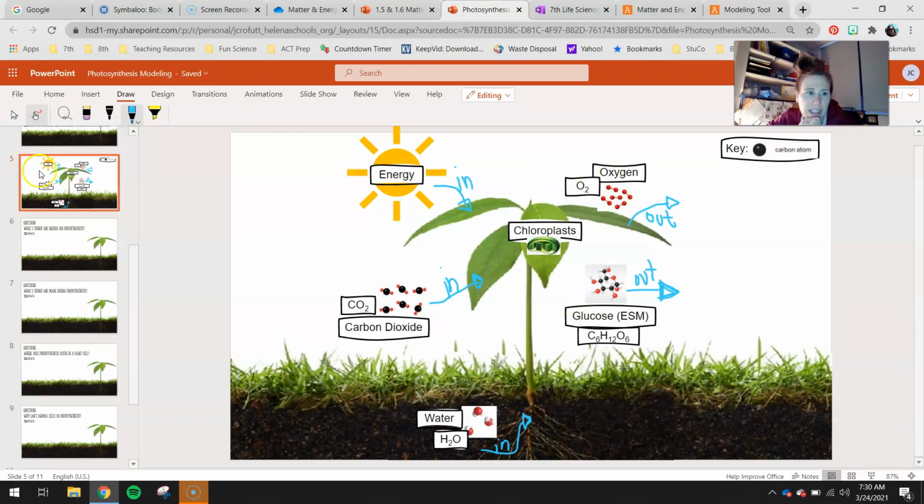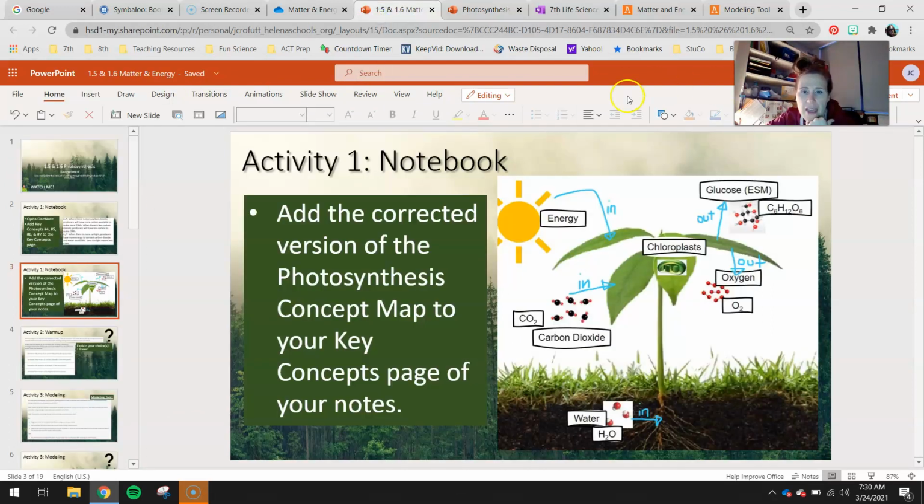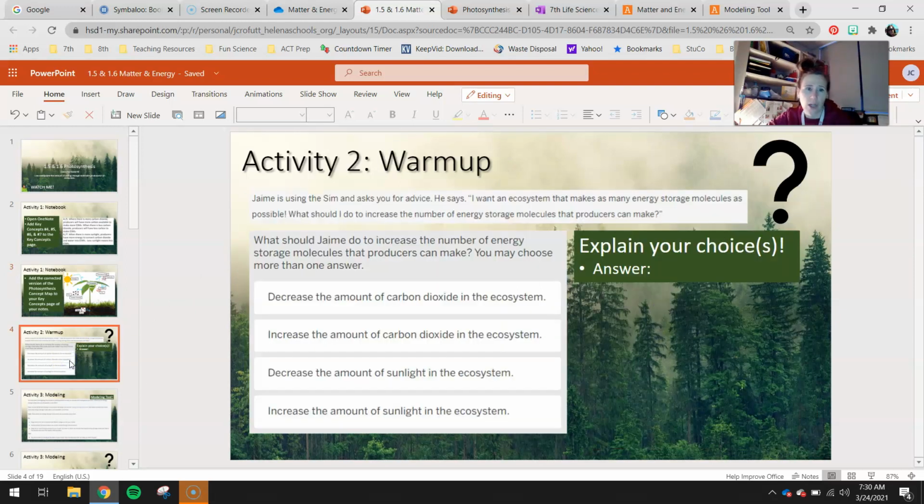Okay, so this is what your guys' model should look like. And I just wanted to kind of go through that with you guys so you were clear on that. And then obviously you have this image, pretty much the same image, to put into your guys' notes to have that to study. All right, so moving on, let's look at our warm-up.